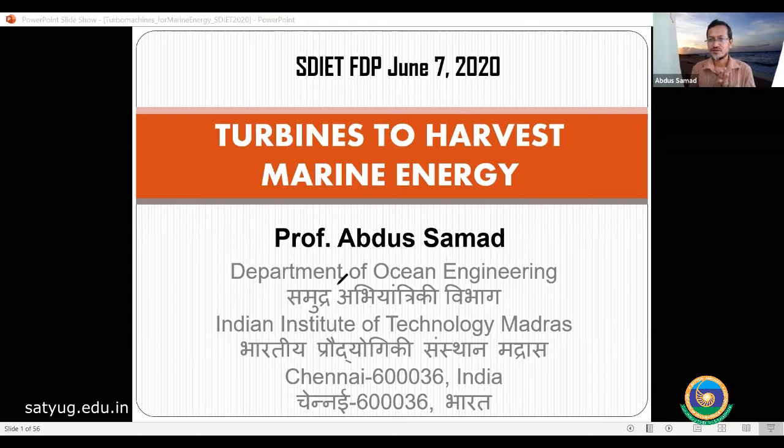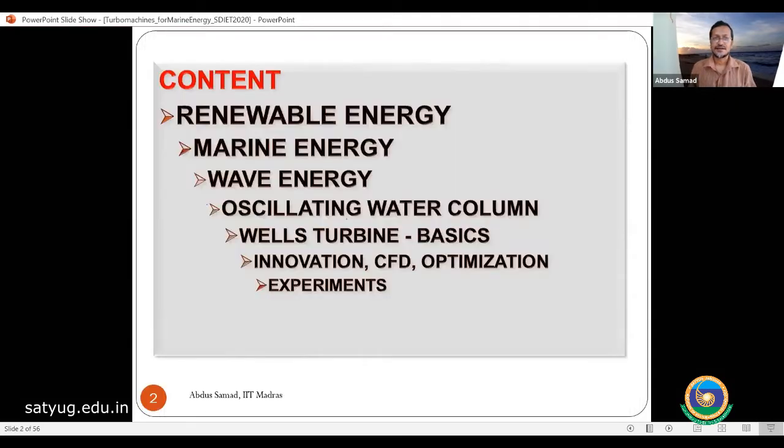So sometimes I'll go fast, sometimes I'll go slow, sometimes I'll tell a story, and I'll try to explain as much as possible. I have made some paper-based models and some of my son's broken toys also, just to explain the things. Okay, then renewable energy, again I'll go down to marine energy, to wave energy, oscillating water column, Wells turbine, innovation, experiment. So lastly I will reach my lab.